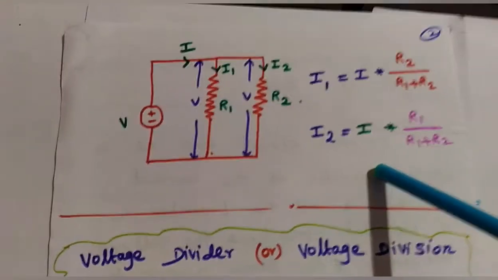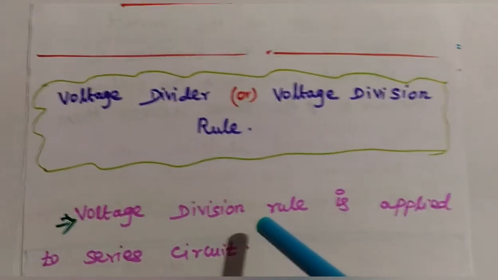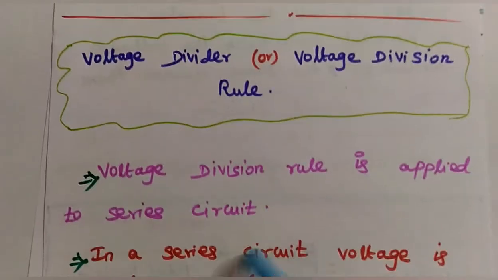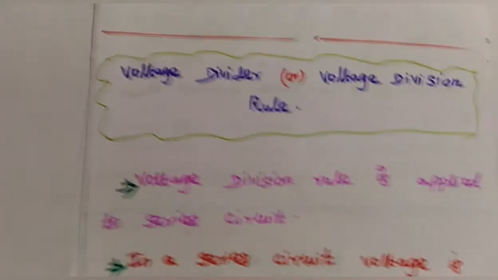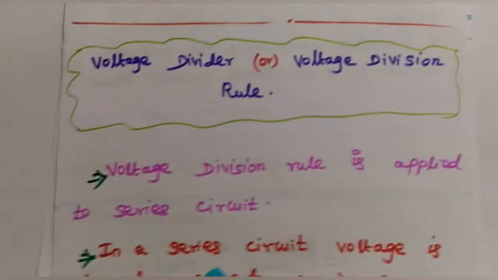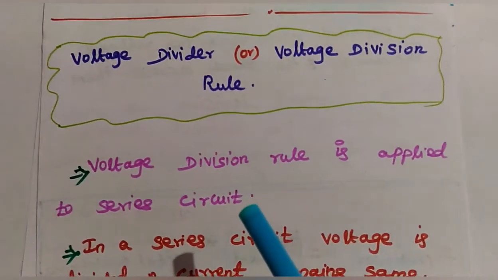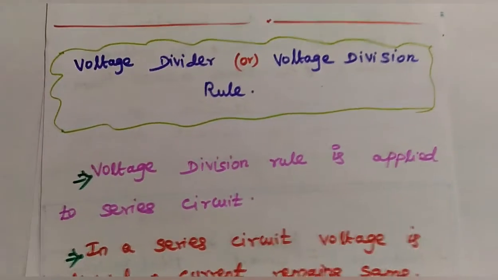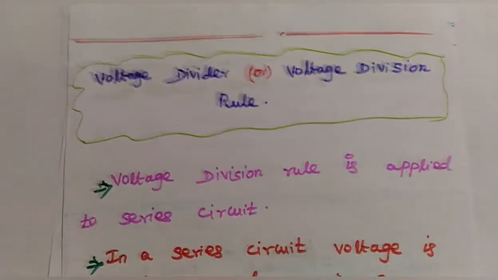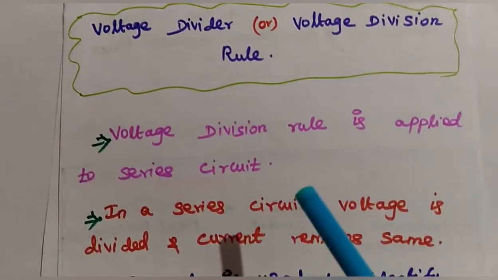And next is the voltage divider rule, or voltage division rule. The voltage division rule is applied to the series circuit. Previously we saw that the current divider rule is applied to the parallel network, but here the voltage division rule is applied to the series network.